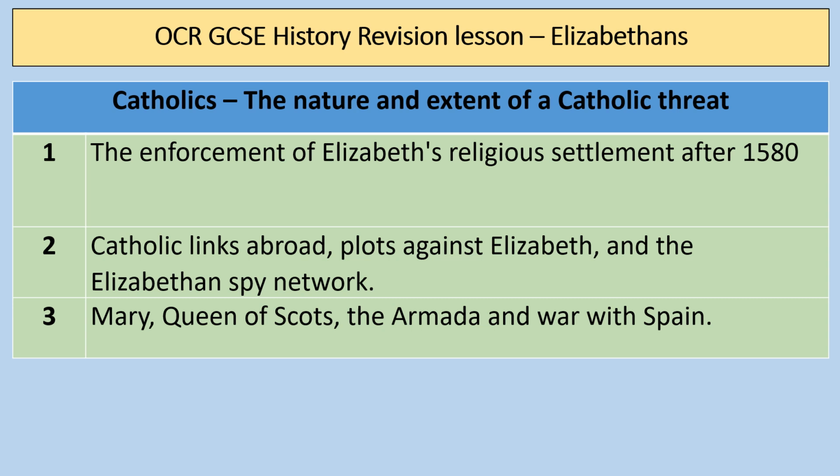Okay, so in terms of the OCR GCSE syllabus, we're going to be learning about the enforcement of Elizabeth's religious settlement after 1580. We're going to talk about Catholic links abroad, including plots against Elizabeth and the Elizabethan spy network, and then we're going to learn about Mary Queen of Scots, the Armada and the war with Spain.